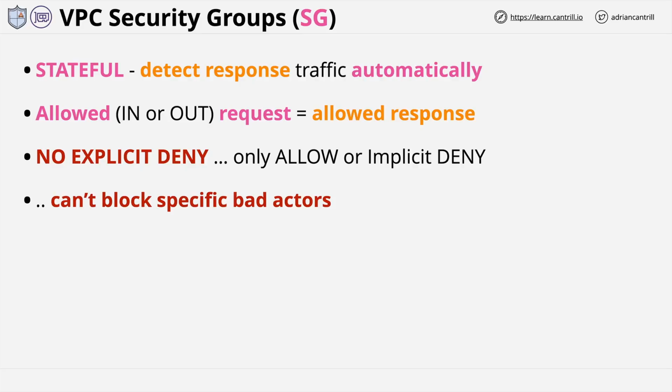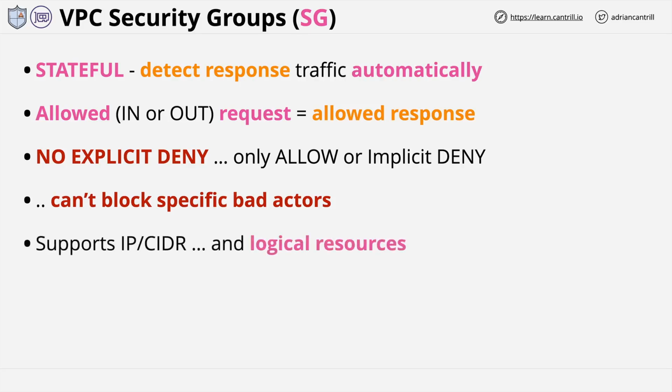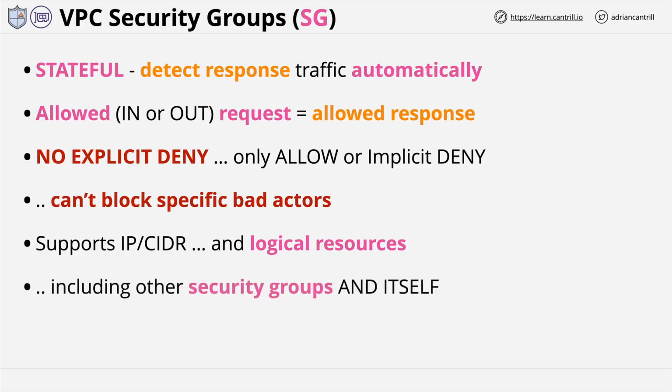Now, security groups operate above NACLs on the OSI 7-layer stack, which means that they have more features. They support IP and CIDR-based rules, but they also allow referencing AWS logical resources. This includes other security groups and even itself within rules. I'll be covering exactly how this works on the next few screens. Just know at this stage that it enables some really advanced functionality.